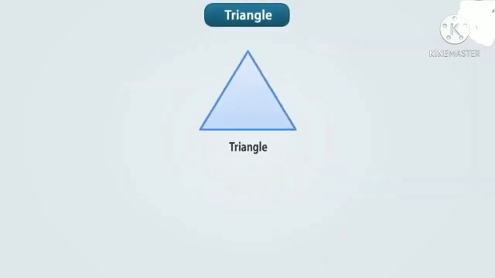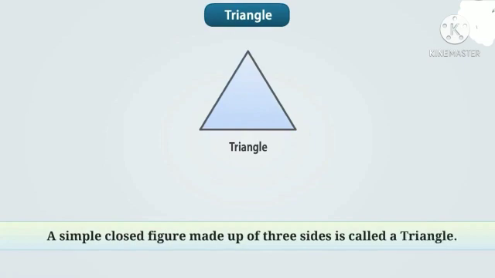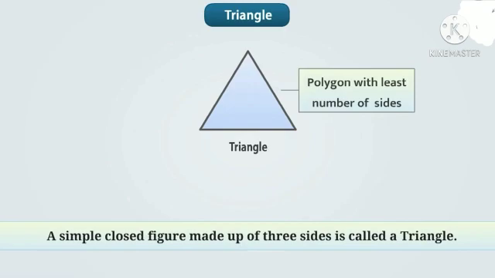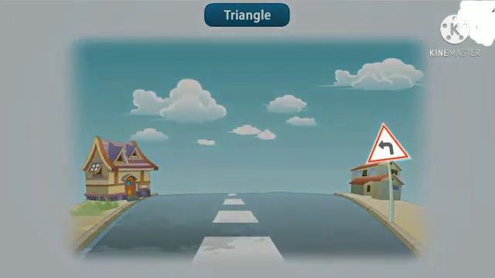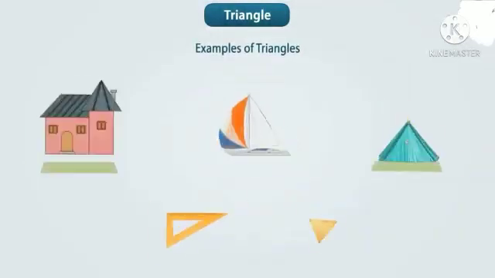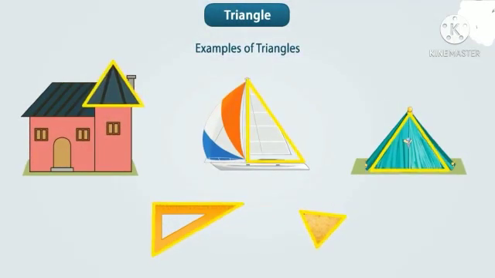Triangle. A simple closed figure made up of three sides is called a triangle. The triangle is the polygon with the least number of sides. You must have seen this type of sign on the road. We call it a triangle. Similarly, in our daily life, we can see many things that give us the appearance of the shape of a triangle. Some of those are shown here.